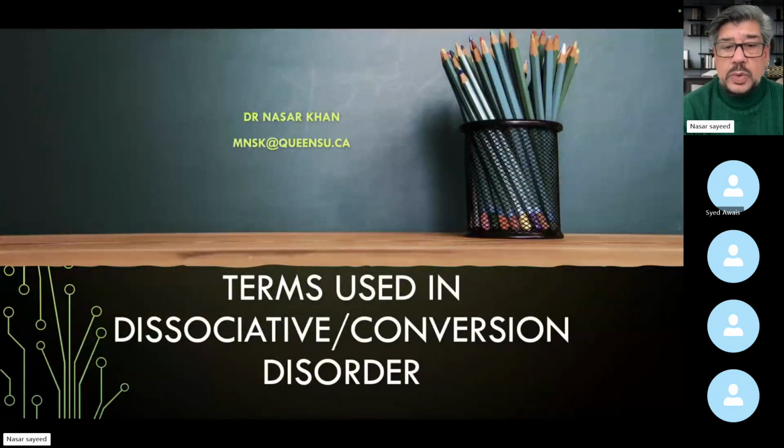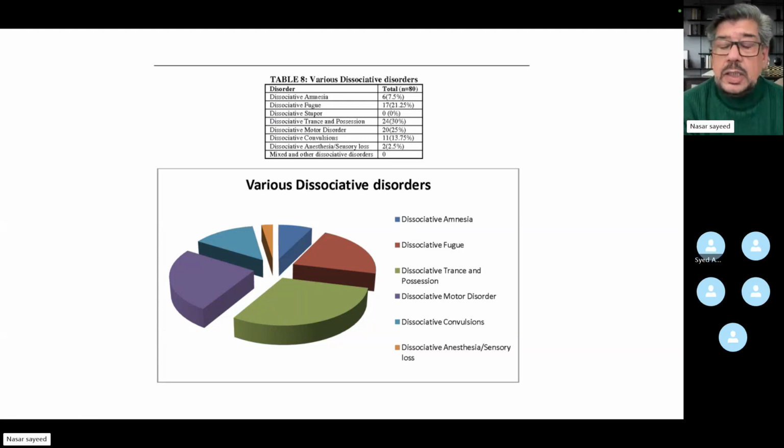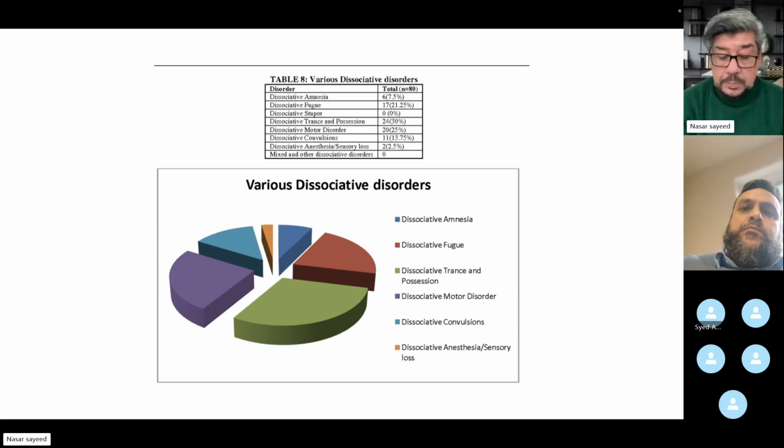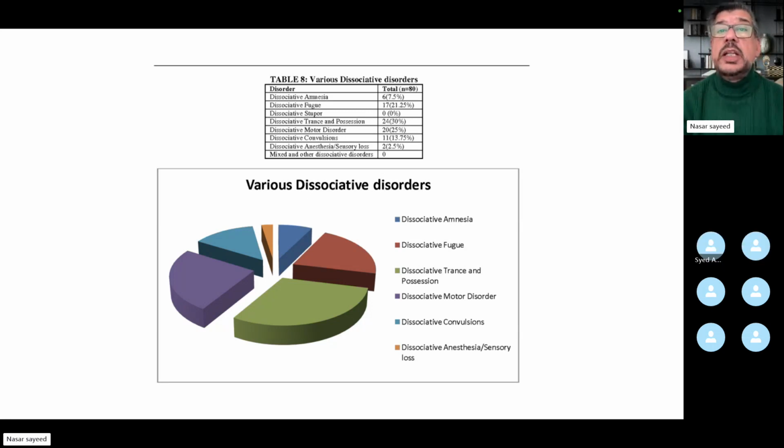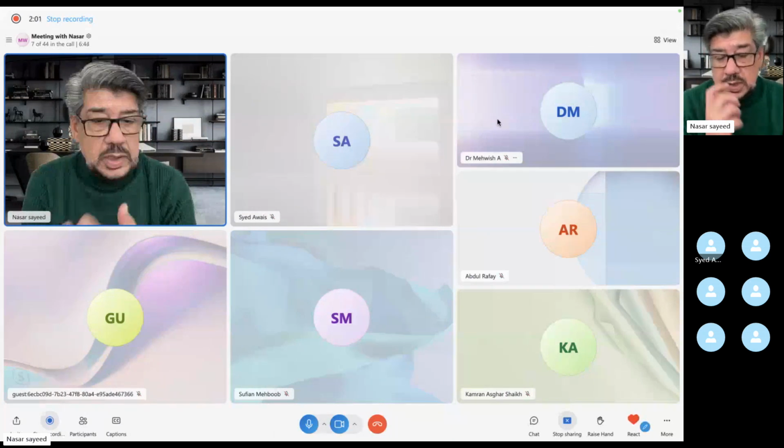Okay. So, terms used in dissociative and conversion disorder. When I was doing my training in the early 90s, from 91 to 95, my professor used to quote a lot one study which was published in a neurology journal, done probably in the 60s or 70s, a study by Slater, where he found that most of the people having dissociative or conversion disorders had some neurological findings in their examination or in other testing they were doing at that time. It was a very significant study.